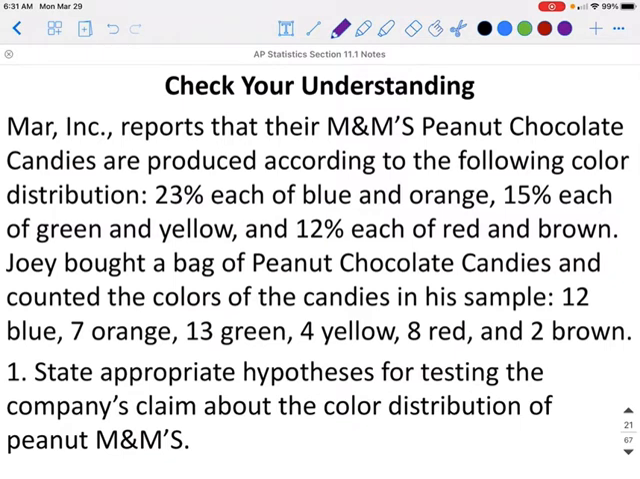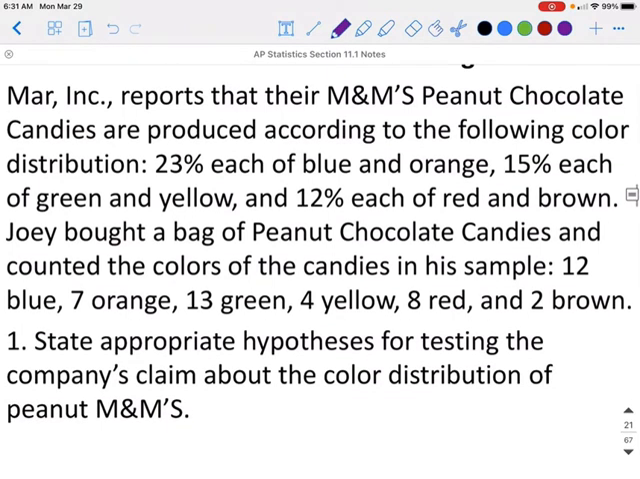So let's check our understanding. Mars Incorporated reports that their M&M peanut chocolate candies are produced according to the following distributions. 23% are each blue and orange, 15% are green and yellow, 12% are red and brown. Joey bought a bag of peanut chocolate M&Ms and counted the colors of the candy in this sample. State the appropriate hypotheses for testing the company's claim about the color distributions of peanut M&Ms.